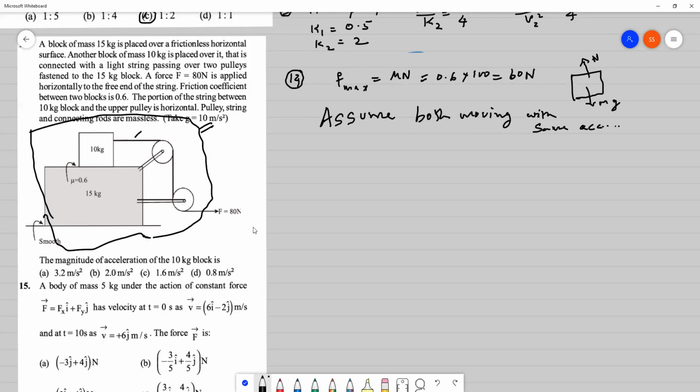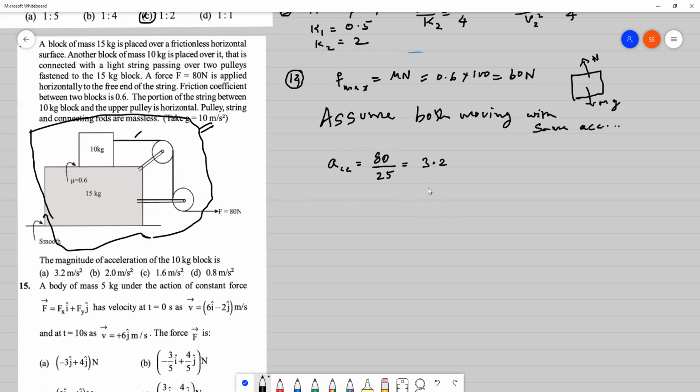So this is the only applied force. The acceleration of the total system, that is both the blocks, will be 80 divided by the total mass, which is 25. 80 divided by 25 is 3.2. This is my assumption, 3.2. Now this block is moving at 3.2.